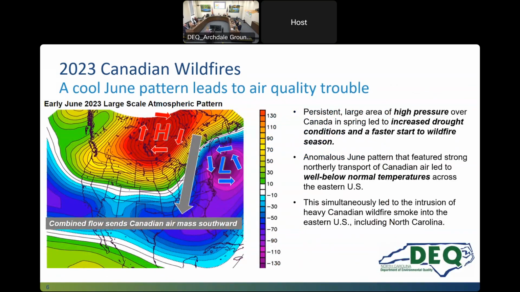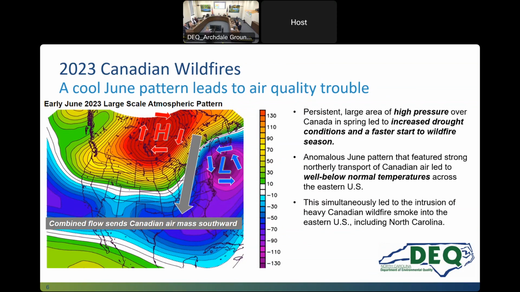And looking back, there are a few important things to note about this time period that can help us understand how things evolved the way that they did. This graph is showing the upper atmospheric pattern in early June of 2023. It's showing anomalous pressure compared to climatology. There was a strong area of high pressure that set up over Canada, which is denoted by the red and orange and yellow area. This was accompanied by an area of low pressure that set up over the East Coast, denoted by the purple and blue area.